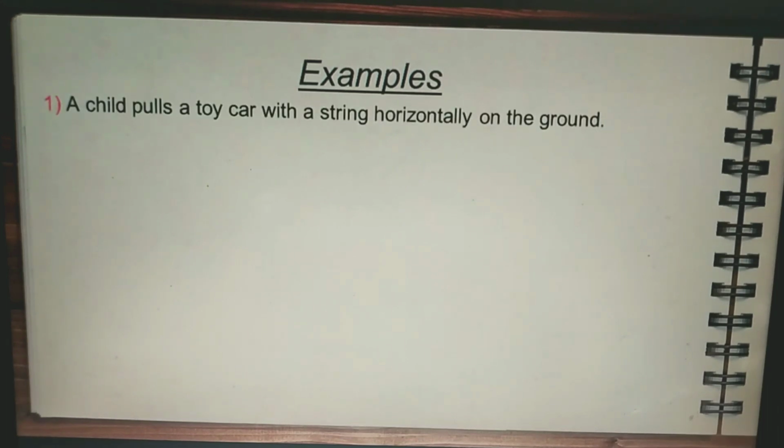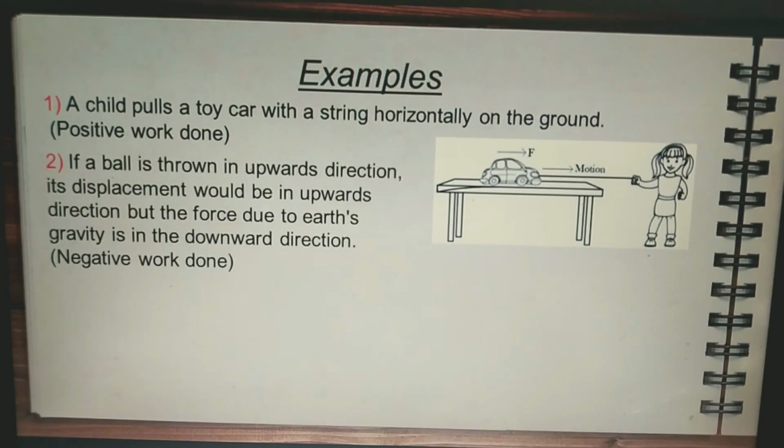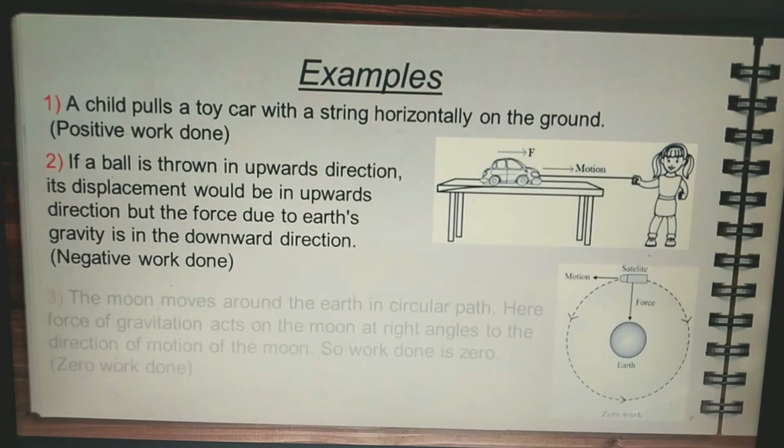Next, there are some examples related to positive, negative and zero work done. First, a child pulls a toy car with a string horizontally on the ground. Then we will say that work done by the body is positive. Second, if a ball is thrown in an upward direction, its displacement would be upward but the force due to earth's gravity is in the downward direction. मीन्स बॉल का डिस्प्लेसमेंट तो अपवर्ड डायरेक्शन में हुआ लेकिन जो फोर्स अप्लाइड हुआ वो डाउनवर्ड डायरेक्शन ड्यू टू द ग्रेविटी. Then the work done will be negative work done.